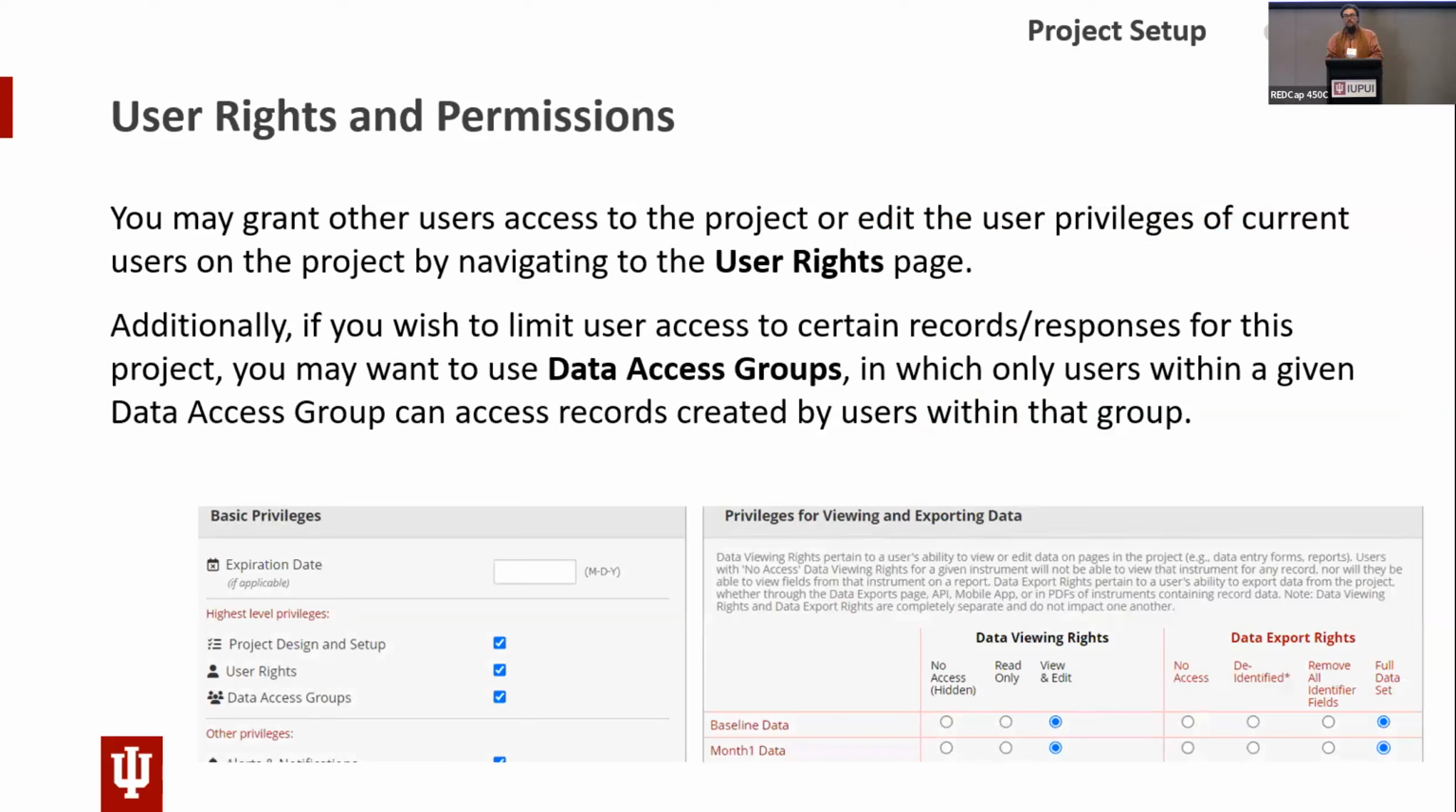User rights and permissions. So this is going to be when you're going to want to add other people to the project, and you're going to want them to have some particular user privileges and not others. You would go to the application for user rights and permissions.